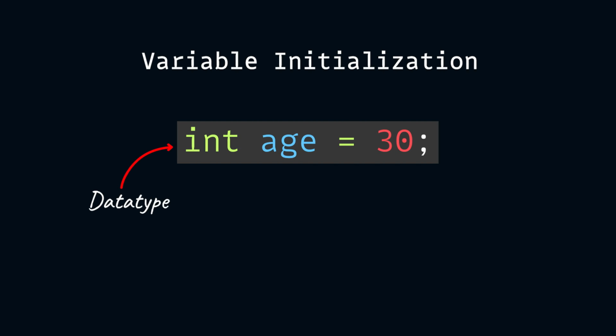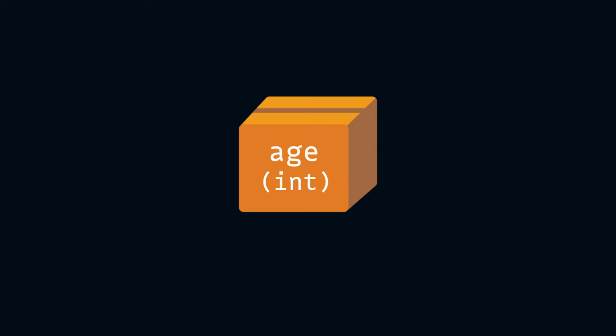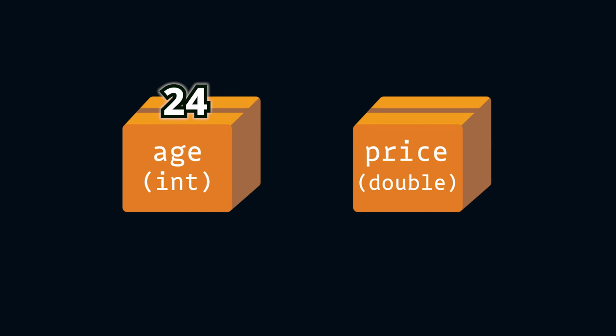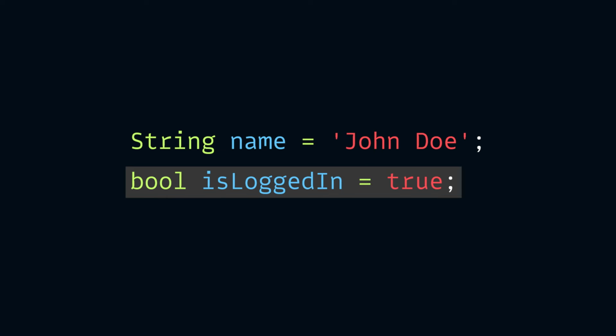In programming, data types define the kind of information a variable holds. Think of them as the containers that hold information. For example, the integer data type container can store the age as a whole number. Similarly, the double data type stores the price with decimal places. Now to store a name, you can use a string as the data type, and to store a true or false value, you can use boolean as the data type.